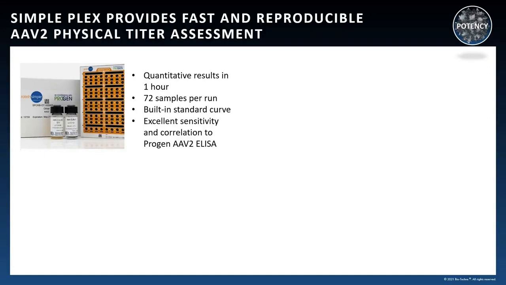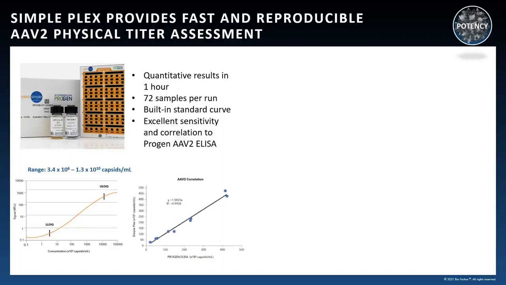The SimplePlex ProGen ELISA can run 72 samples per run with a built-in standard curve. Shown here is an example of that built-in standard curve with a range between 10 to the 6th and 10 to the 10th capsids per mil. The standard curve and assay overall have excellent sensitivity and correlation to the ProGen AAV2 ELISA, which gives good confidence in the ability to accurately measure physical titer.